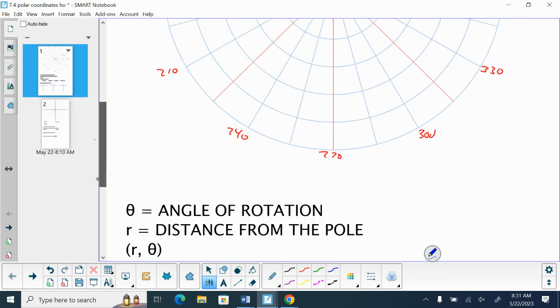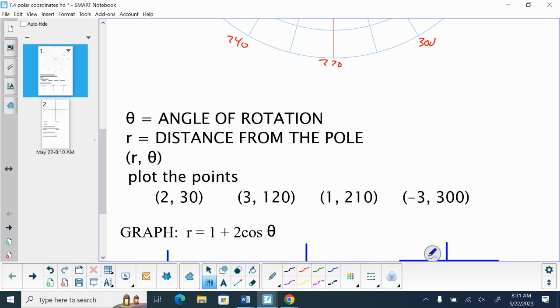Go ahead and label the other ordered pairs: (3, 120), (1, 210), and (-3, 300). Go ahead and label those points.